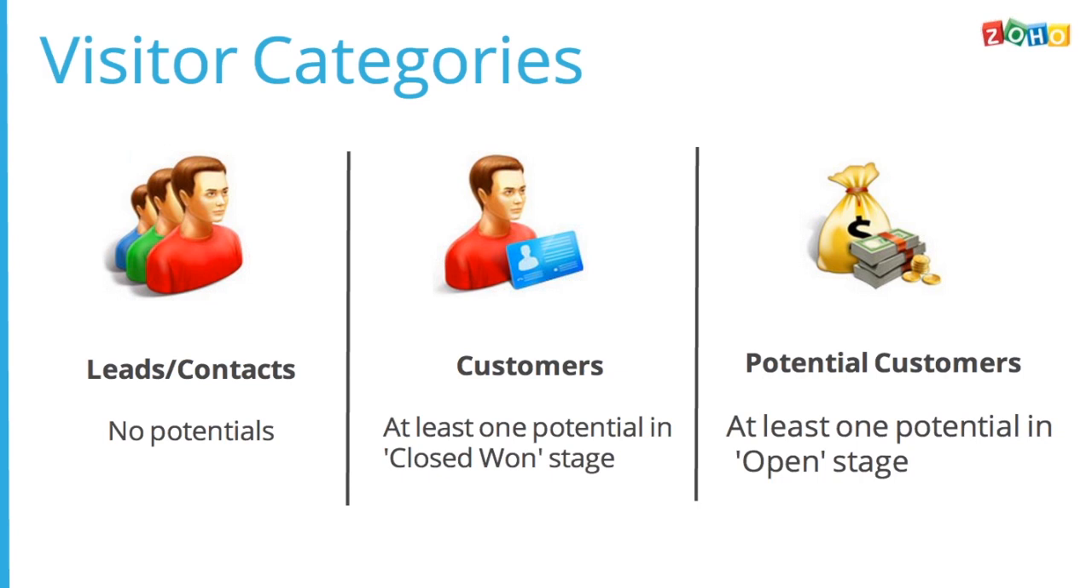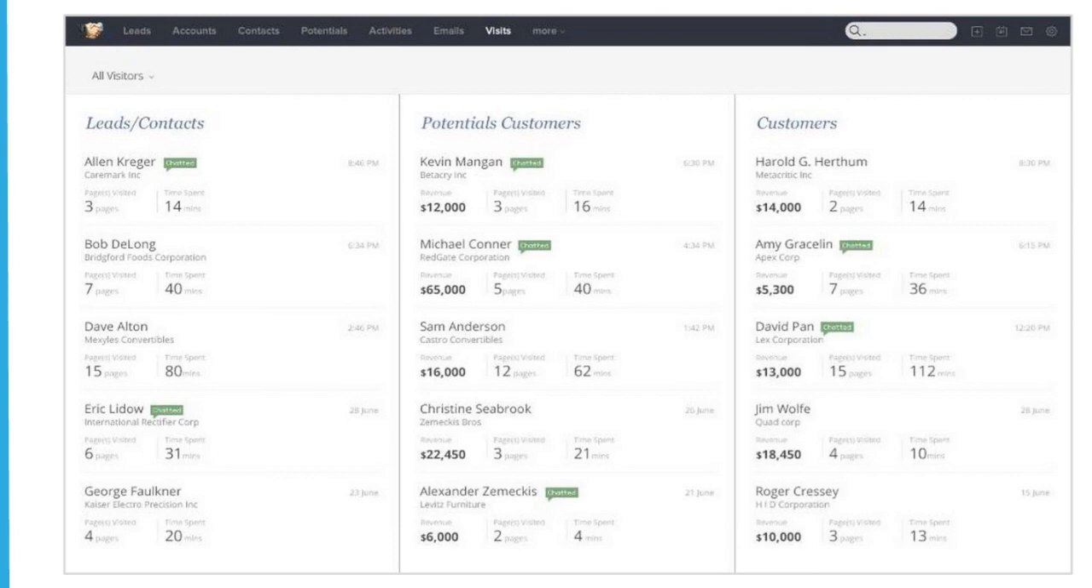So now let's see how these visitor categories appear inside Zoho CRM. When you enable visitor tracking, you'll find the Visits module, and here you have the CRM view, which gives you the leads, contacts, potential customers, and customers. I repeat again, leads and contacts don't have any potentials associated with them. Potential customers have at least one potential in the open stage, and customers have at least one potential in the closed stage. All right, so let's drill down further.